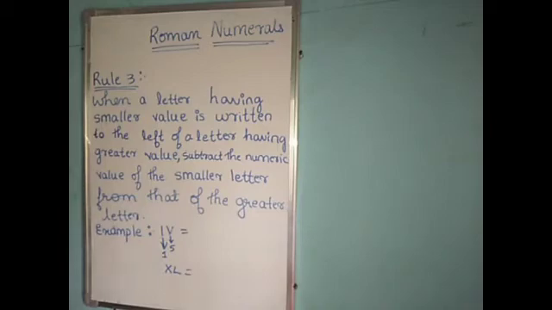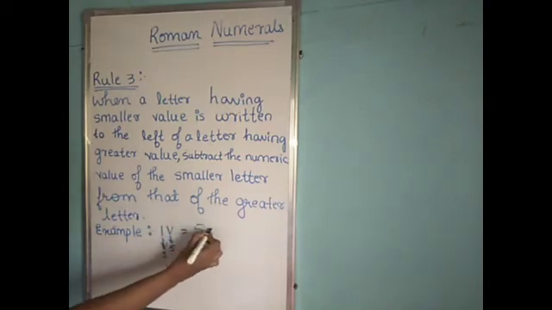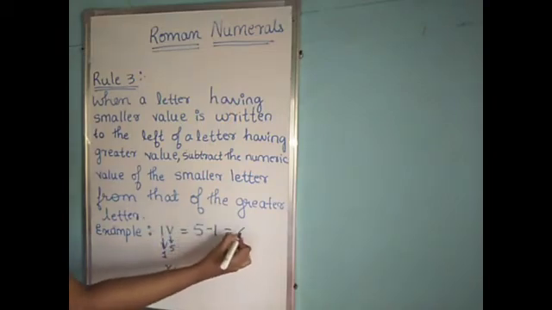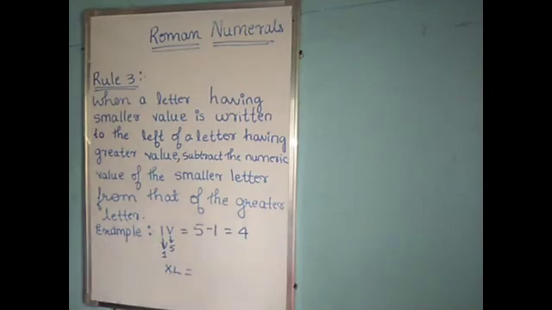So what do we have to do? We have to subtract the smaller value from the greater value. So 5 minus 1 is equal to 4. So IV is equal to 4. Let's learn one more example.